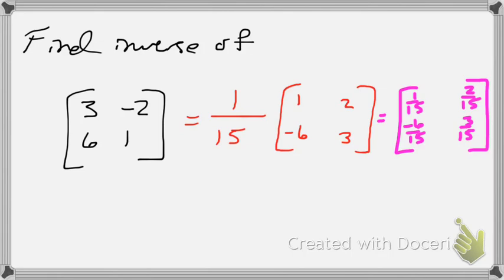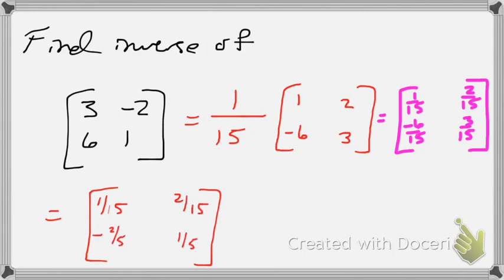1/15, 2/15, -6/15, 3/15, and then you would have to give me that reduced. If any of the fractions can reduce, you reduce them. So it should look like this: 1/15, 2/15, negative 2/5, and 1/5.